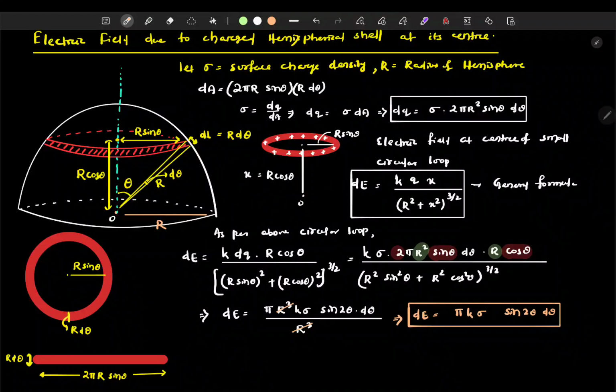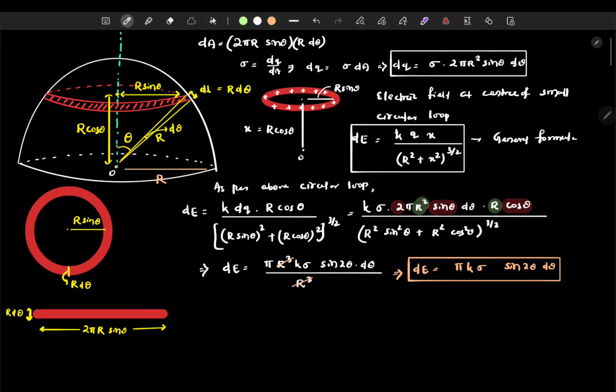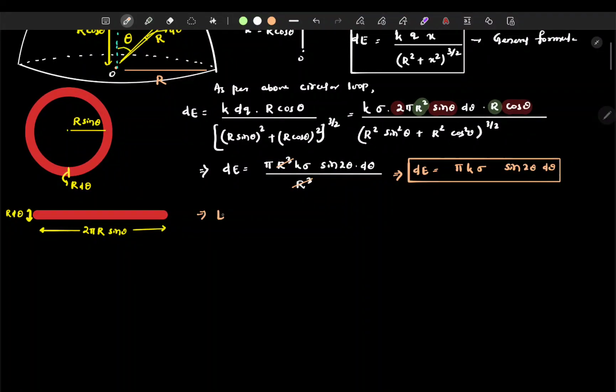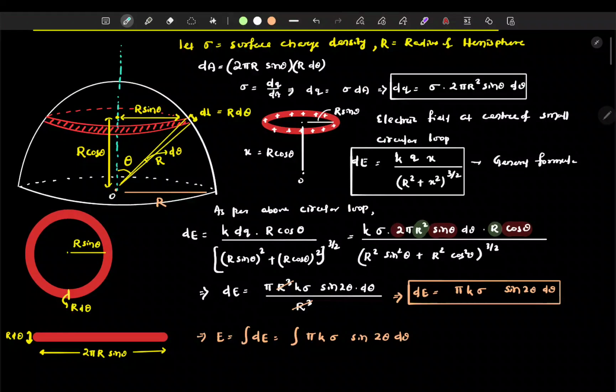Then what is the value of E? So now we can calculate the value of E. Which implies E value will be integration of dE, that is integration pi k sigma sin 2 theta d theta. So you can think what is the limit of angle theta. We have to integrate with respect to angle theta. So angle theta varies from which to which angle?